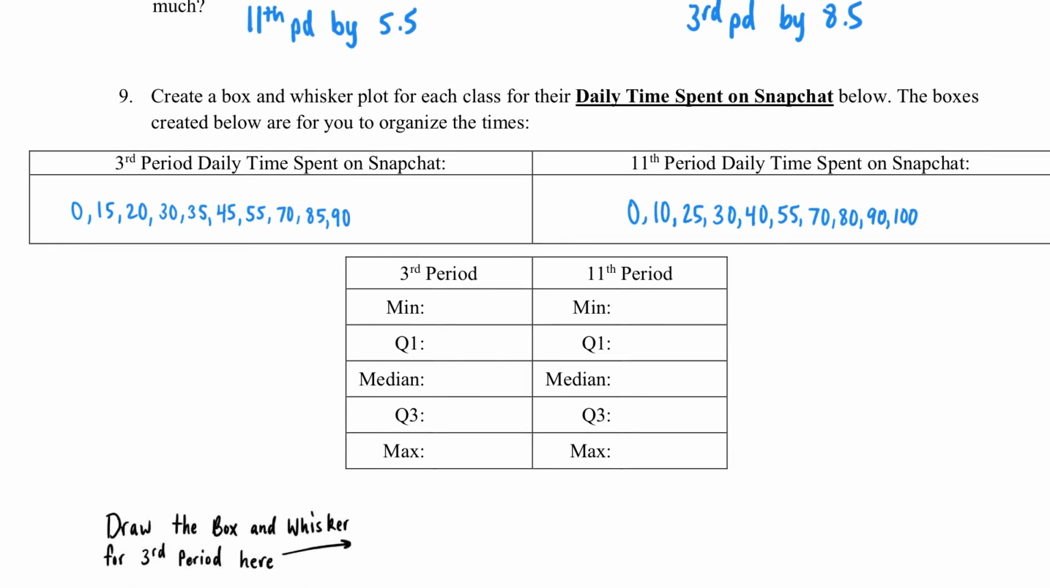So in order to do the box and whisker plot, you have to put these numbers in order. So the numbers that were up in the table need to be in order. I've done that already just so that we can fill this out kind of quickly. So the third period minimum is 0. Q1, I haven't actually figured out the quartiles yet. So what we're going to do is we're going to come in here and find the median.